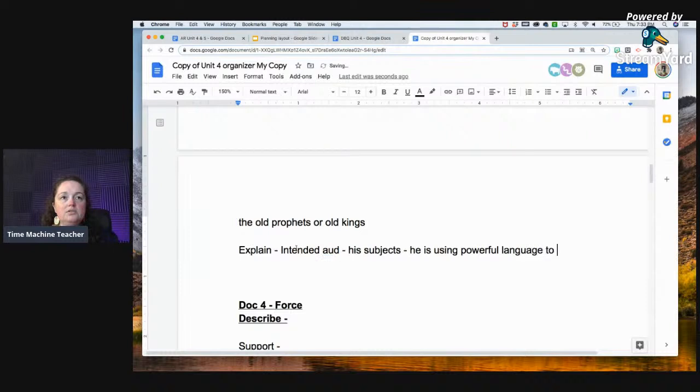To get them to worship him almost in a sense.